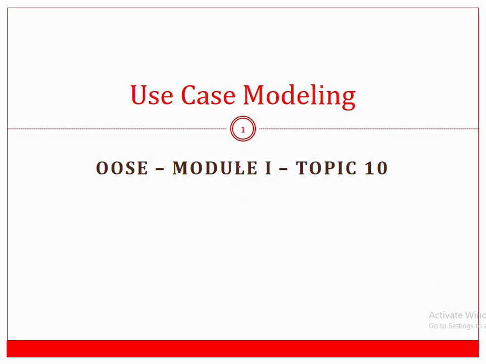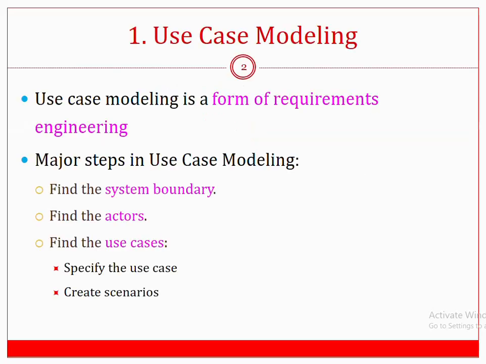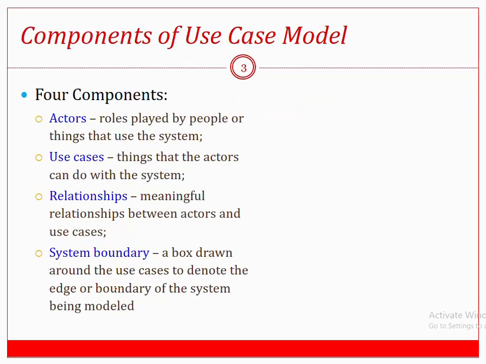In this session, we will study use case modeling, which is another important technique used during the system requirements phase of software development. Use case modeling is a technique used to capture the functional requirements of a software system from the user's perspective. The major steps involved are identifying the system boundary, finding the actors, finding the use cases by specifying each and every use case, and creating scenarios. These steps help developers to understand exactly what the users expect from the system.